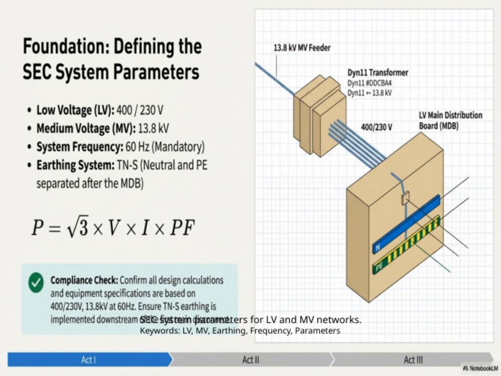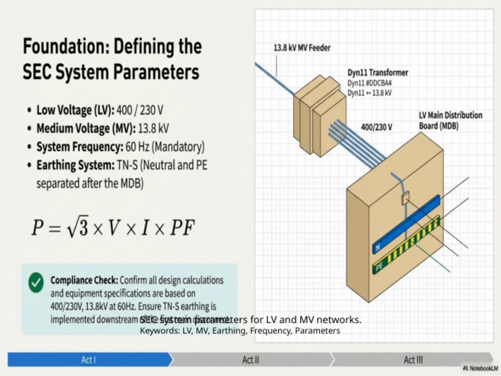Moving on to MV, or medium voltage networks, these are used for distributing electricity over larger areas, often between substations and the lower voltage distribution points. The parameters for MV systems are designed to ensure reliable operation and efficient power flow. Frequency is another key aspect across both LV and MV systems. Maintaining the correct frequency is vital because it affects the stability and synchronization of the entire power grid. Any deviation can cause equipment issues or even blackouts.